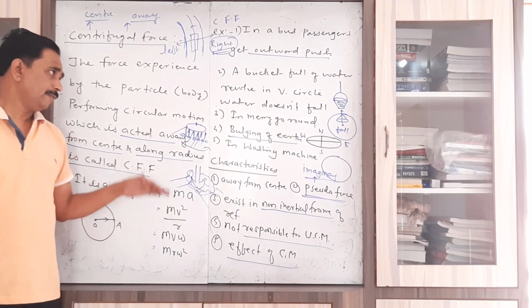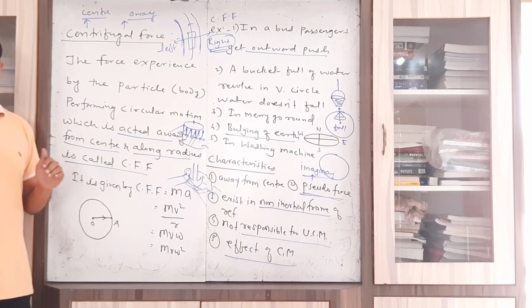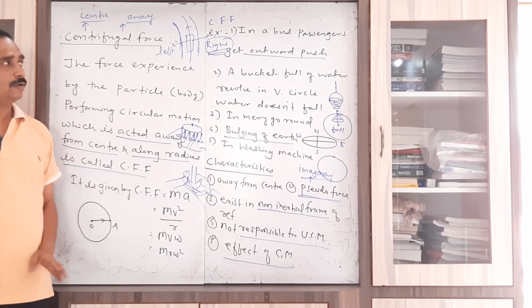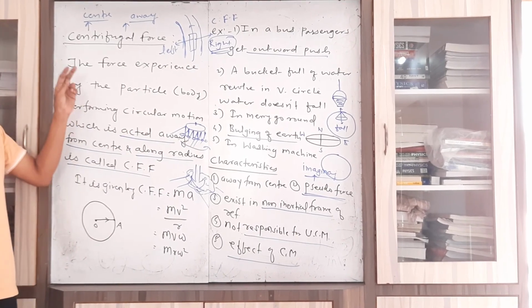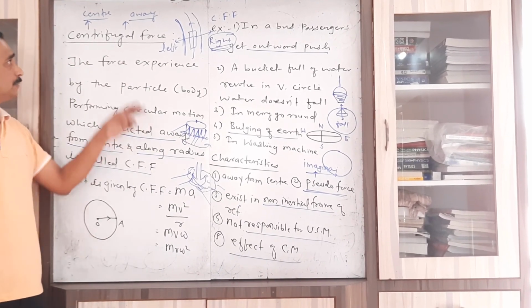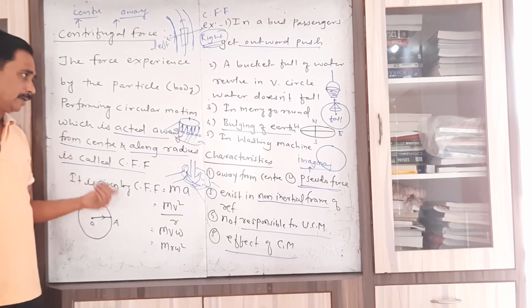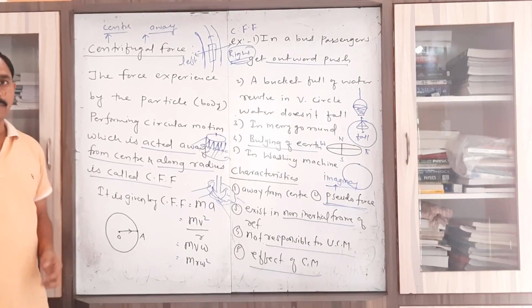So today we discussed two types of motion, that is uniform circular motion and non-uniform circular motion. And we discussed two types of force, that is the centripetal force and the centrifugal force. The next part will be discussed later.